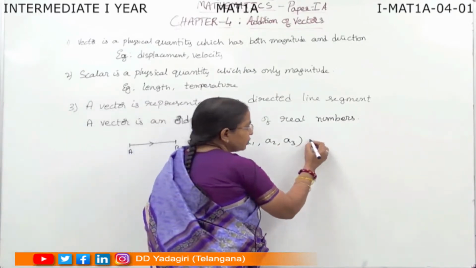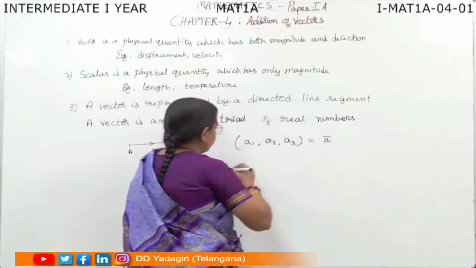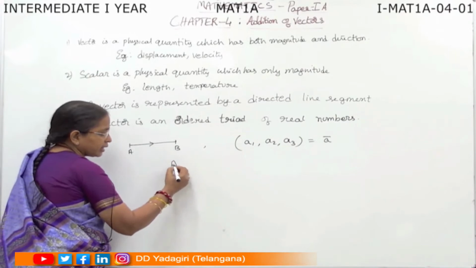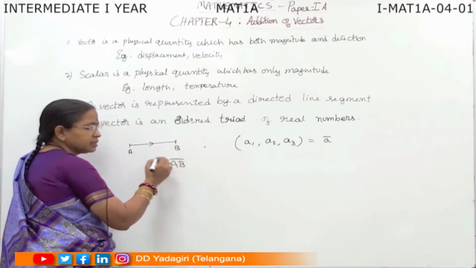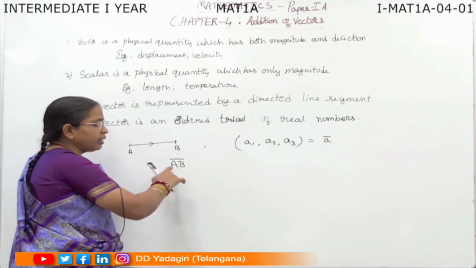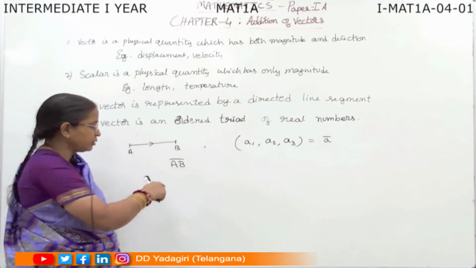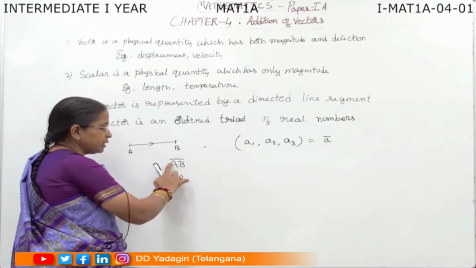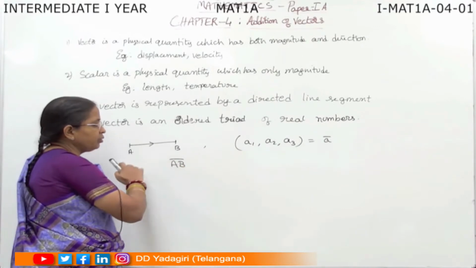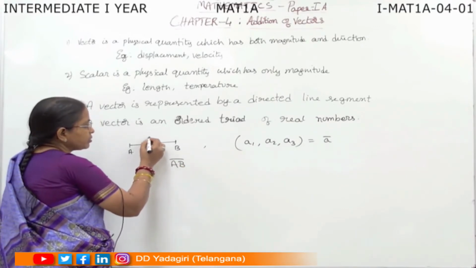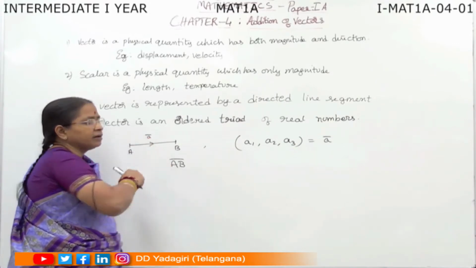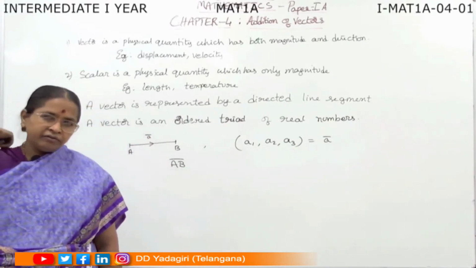Okay, we also denote this by a bar. The notation is like this: we write AB with a bar. This is the notation for vector. A denotes the initial point and B denotes the terminal point. So when you are writing AB, it means that the direction is from A to B. We also denote this by a small letter a with a bar, like this. Always we write a bar to denote that it is a vector.